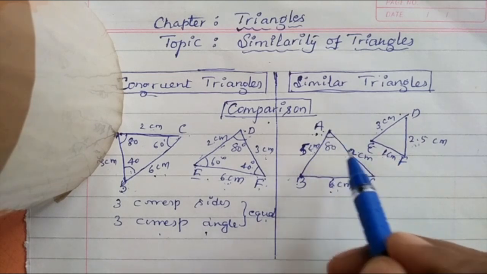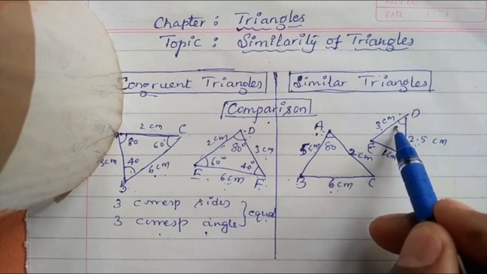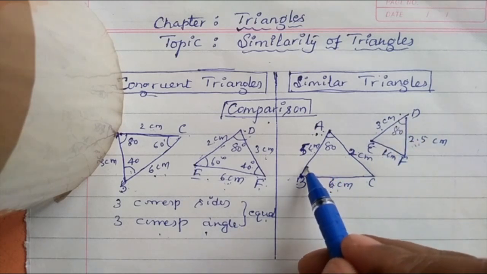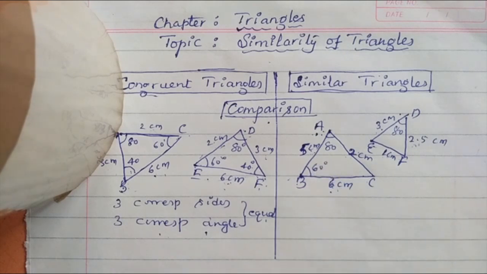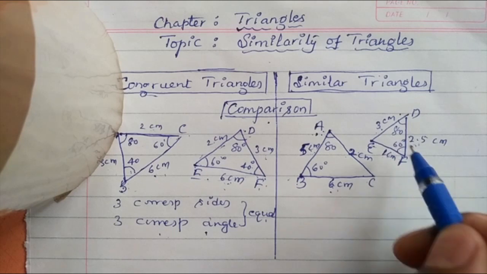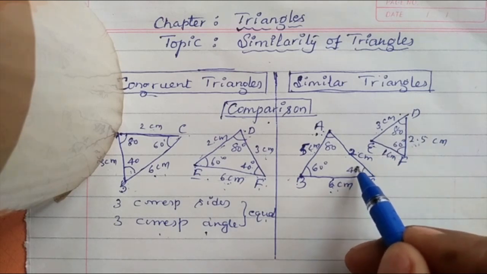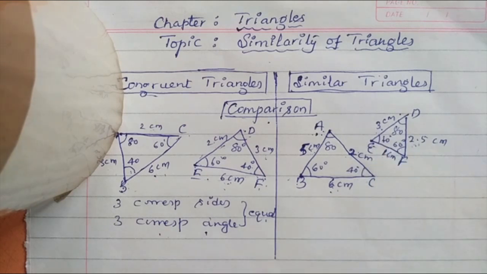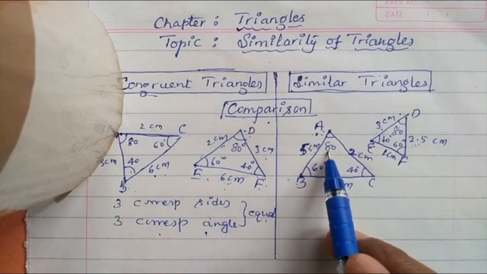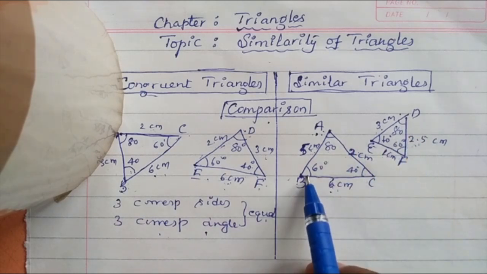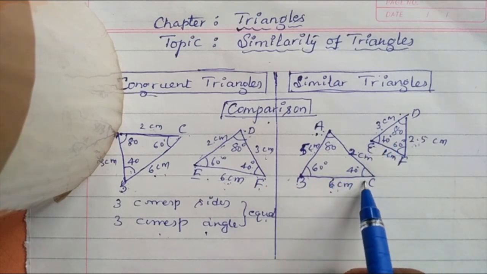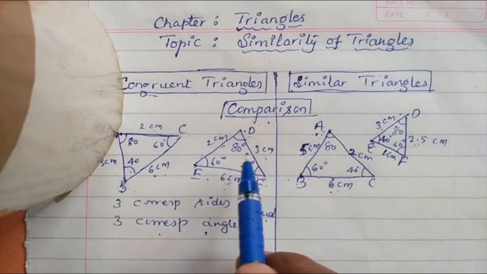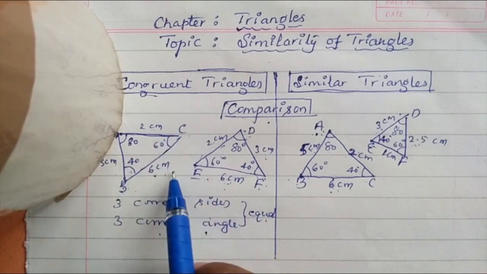Angle A, let it be 80 degree. Here angle D, 80 degree. Angle B, you take it as 60 degree. Here angle F, 60 degree. Here this one take it as 40 degree. Here it is 40 degree. Here angle A equal to 80 degree when D is equal to 80. B is 60 degree and F is 60 degree. C is 40 degree. Here E is 40 degree. So here all the three angles are equal from two triangles. All the three sides also equal.